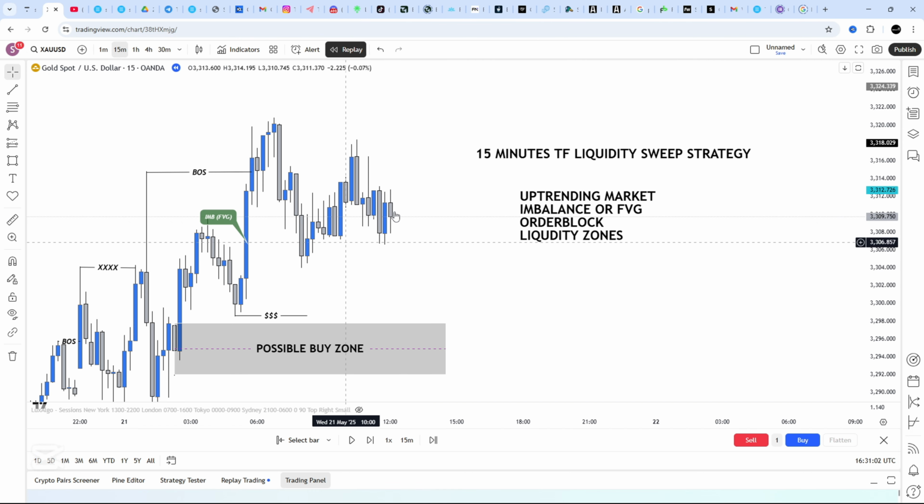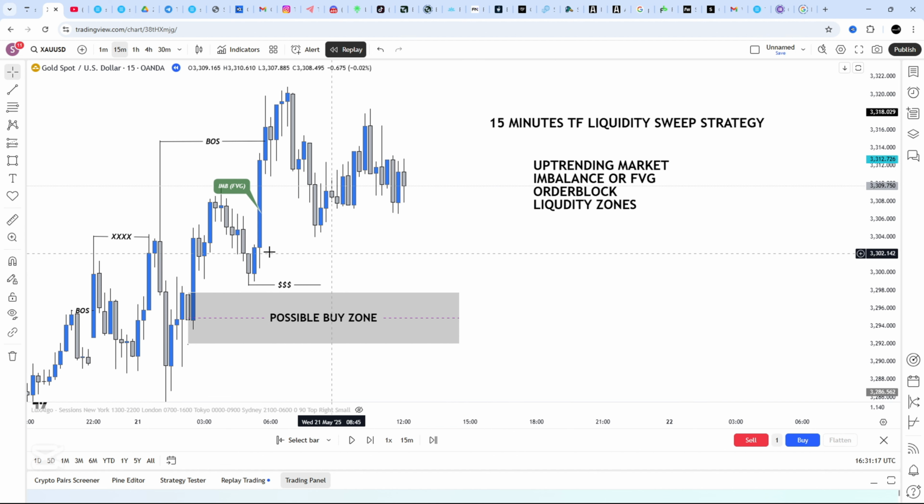So we're having the imbalance, we're having the uptrending market that is creating BOSs, and we know very well for the market to create a real BOS, it should be breaking the zone with a full body candlestick. And then we're having an order block. Now, we're having two order blocks, this order block and this order block.